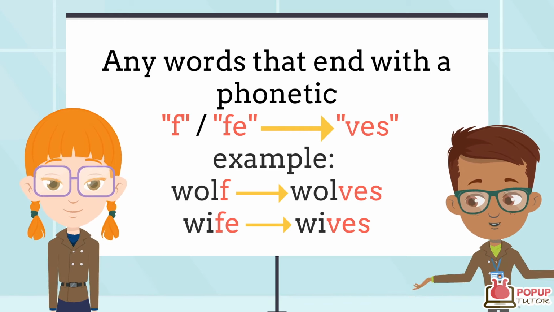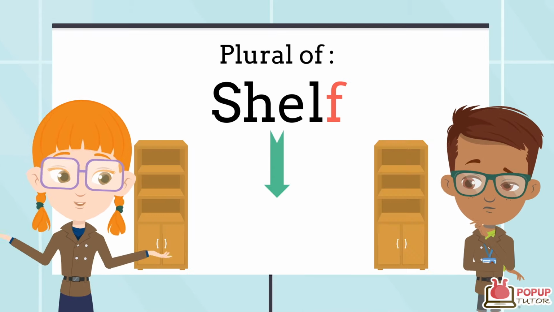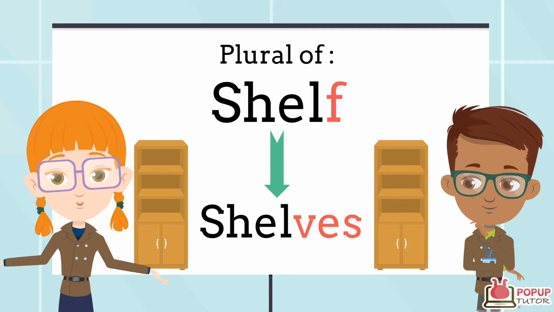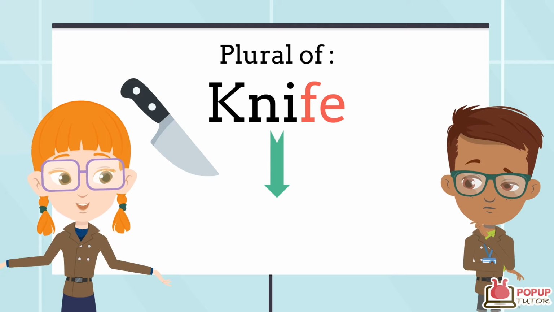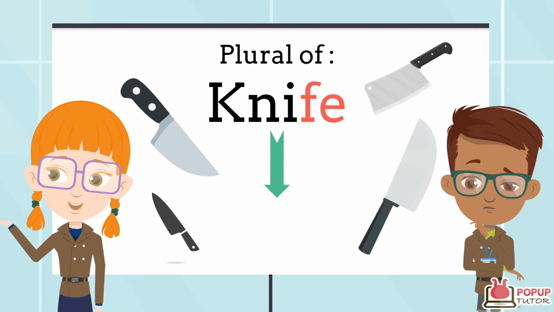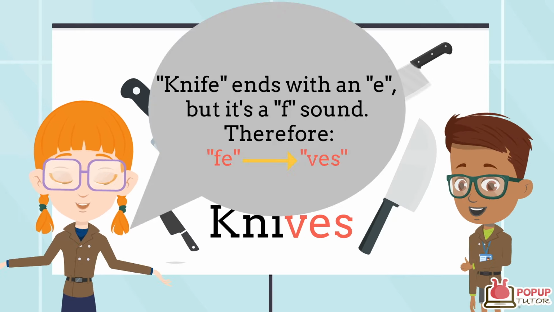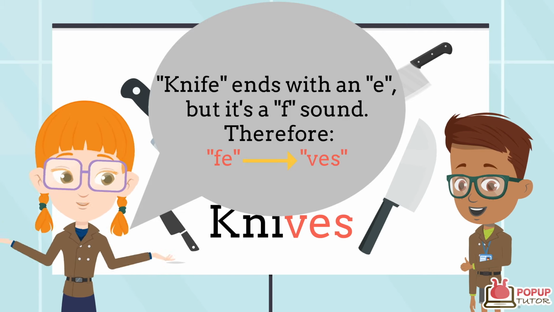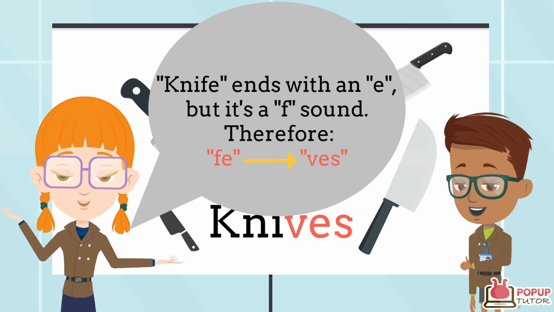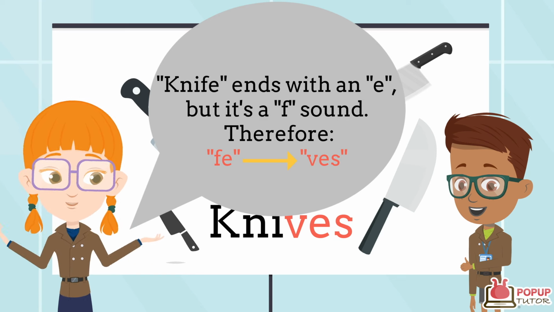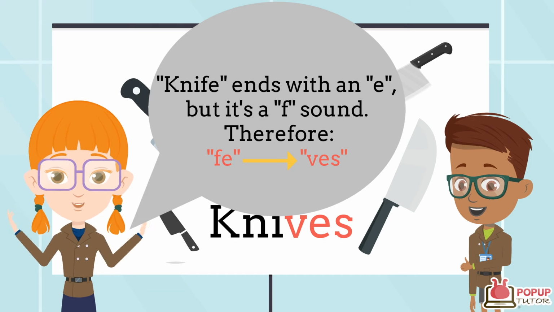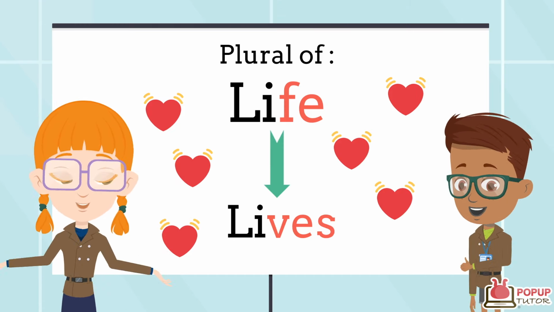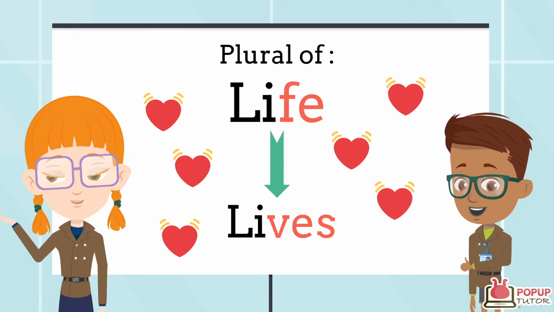Oh really? Yup. So, what would the plural of shelf be? Shelves? Yes, exactly. Okay, and what about the plural of knife? Knives? Yes, well done for paying attention. Knife may end with an E, but the final sound is an F sound, so we need to remove the FE and replace it with VES. What about the plural of life? Lives? Yes, same rule applies, well done.